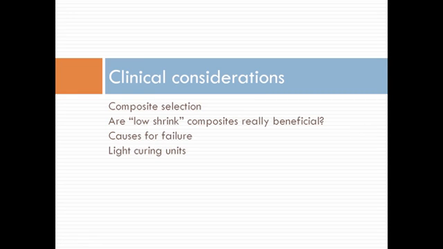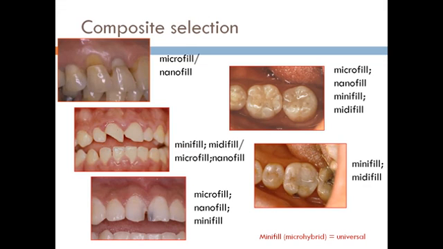So now we're going to talk about other clinical considerations that pertain to composite selection, and we're going to see a few studies where we correlate whether low shrinkage composites are really beneficial clinically, what the causes of failure are, and then we're going to talk about curing units.